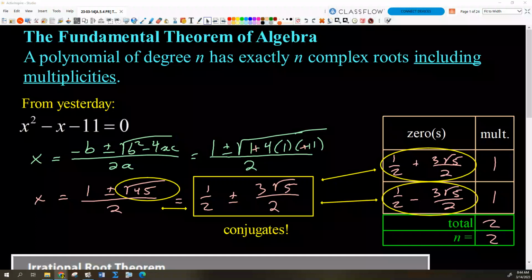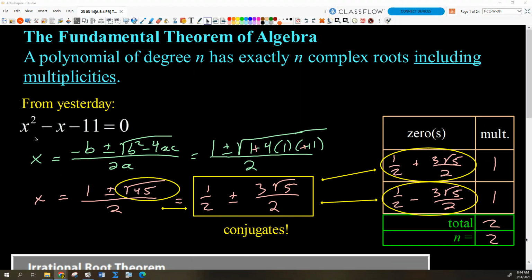From yesterday, I just want to point something out. This is an example that we did yesterday, right? Dealing with the fundamental theorem of algebra here. So we had a quadratic equation in standard form, and we solved this because we couldn't factor it. We couldn't point to a single x, so naturally we used the quadratic formula. That's our strategy, right? Okay, look what happened here.